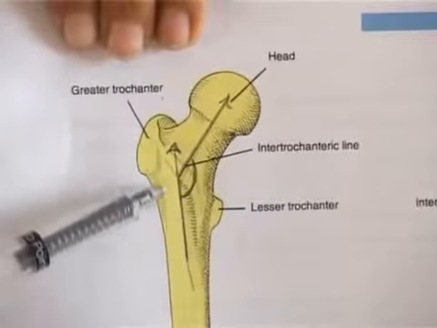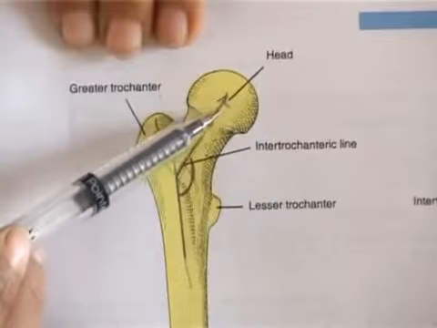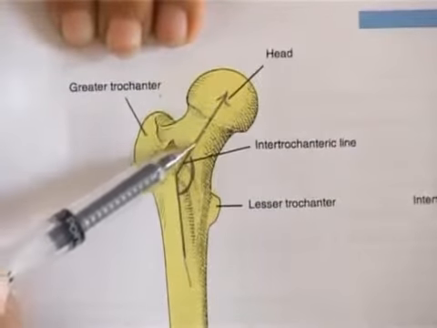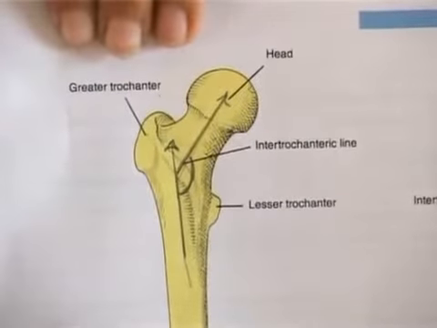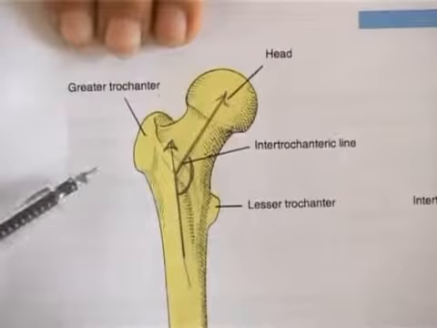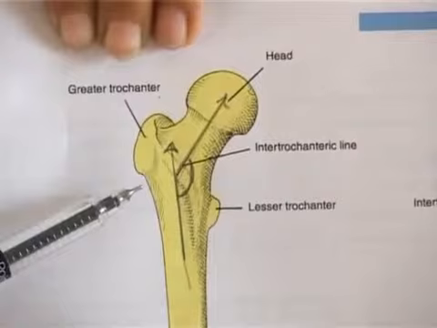This line shows the long axis of femur. The other line shows the long axis of neck, and the angle made between the two is 125 degrees. The angle is less in the female because the femora are more oblique as the pelvis is wide.